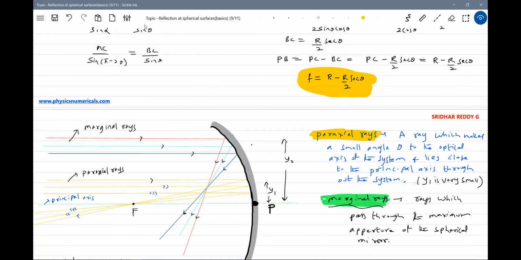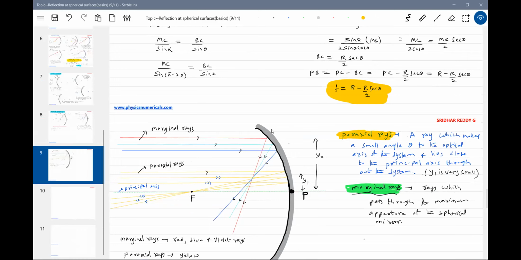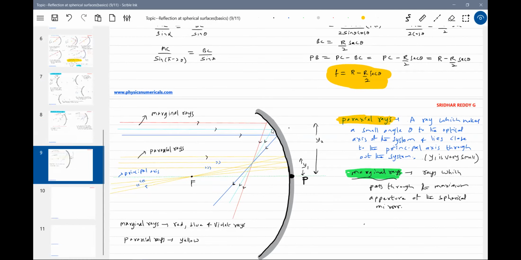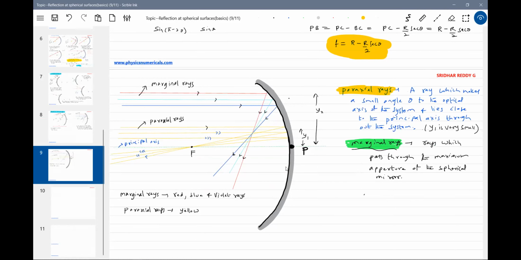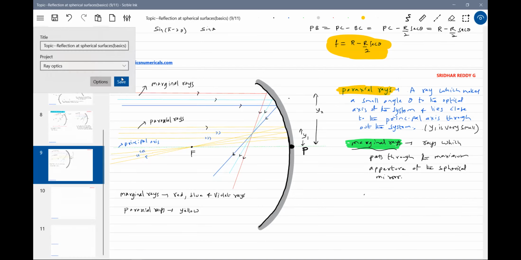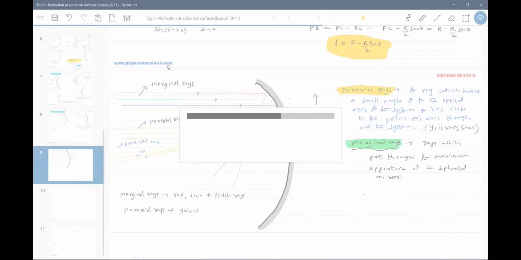Okay, fine. So these are just the ideas of concave mirror, convex mirror, what do you mean by principal axis, what do you mean by focus, what do you mean by marginal ray, what do you mean by paraxial rays. So in the next class, we will trace out image formation due to spherical mirrors. We'll try to work it out. So let me wind up the class. So these are some basics related to reflection at a spherical surface.